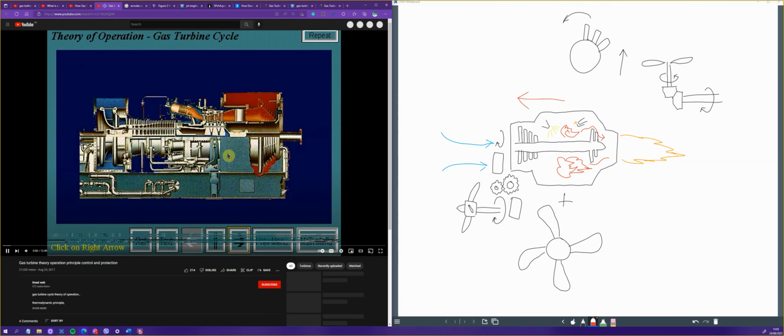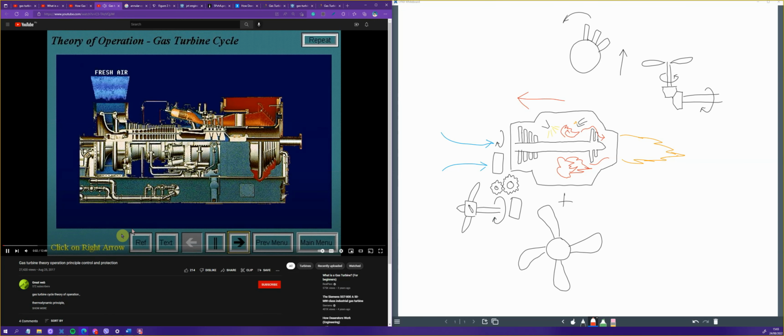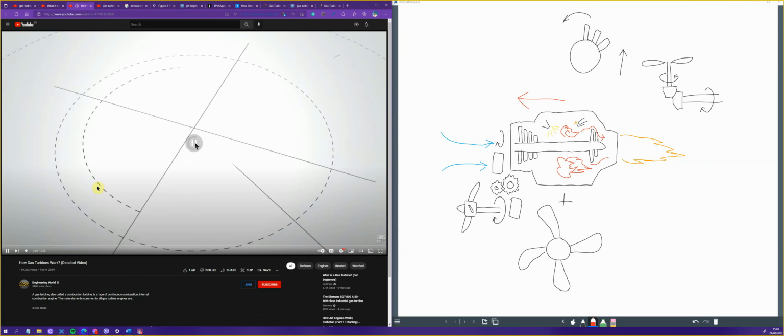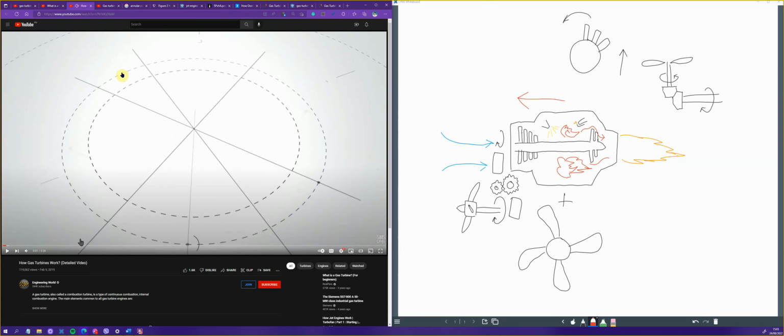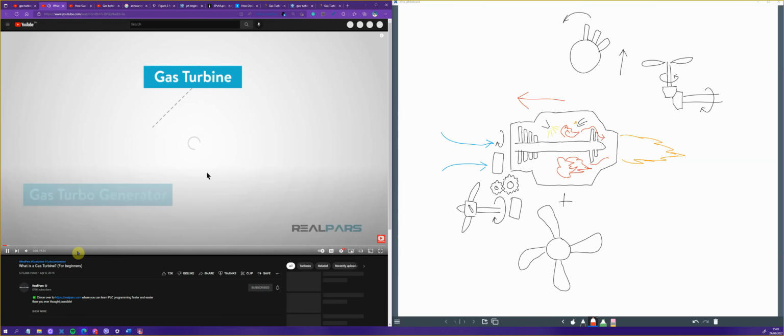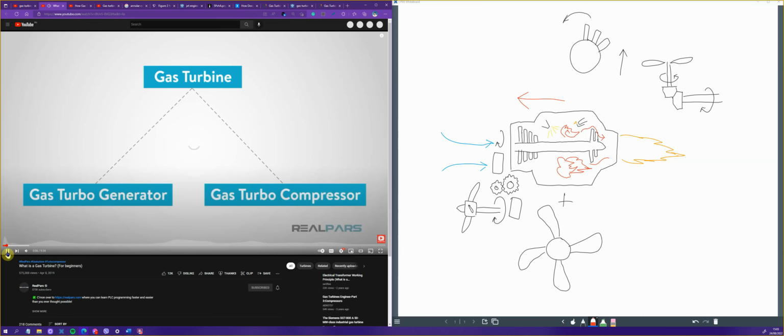A gas turbine operates by drawing in fresh air. Yan. Are turbo generators and turbo compressors.